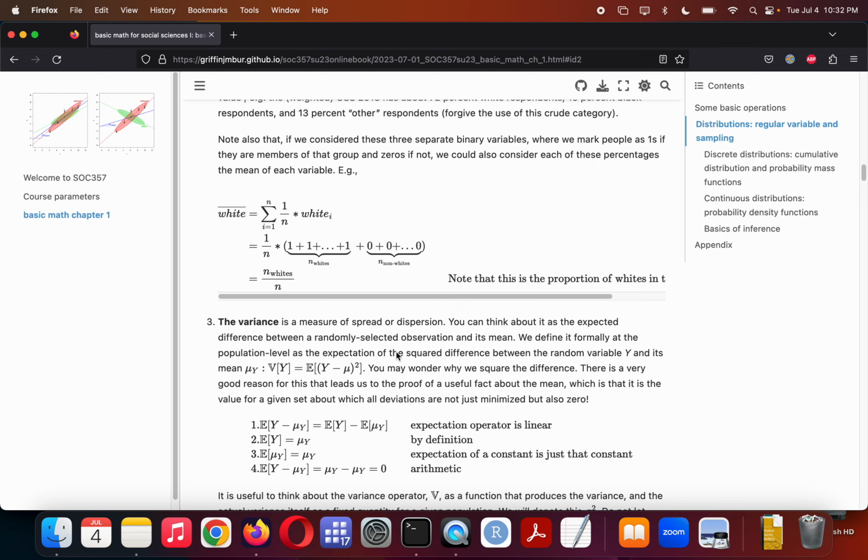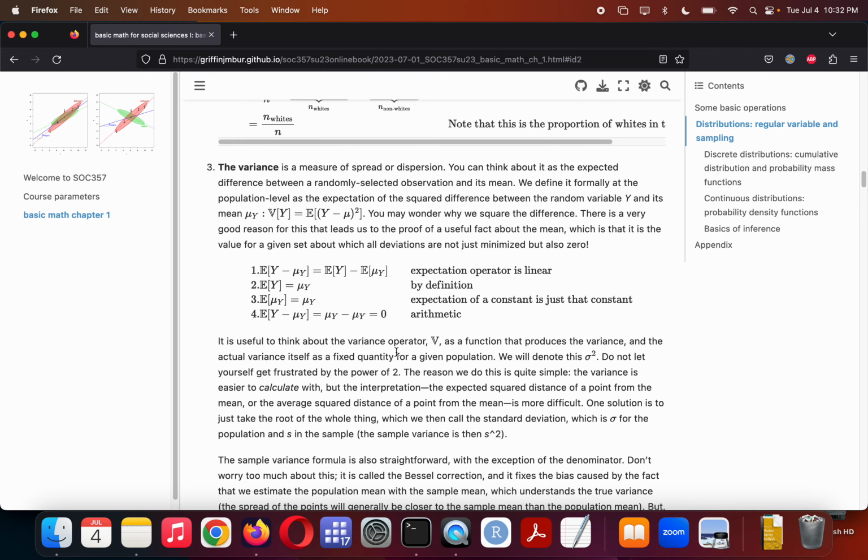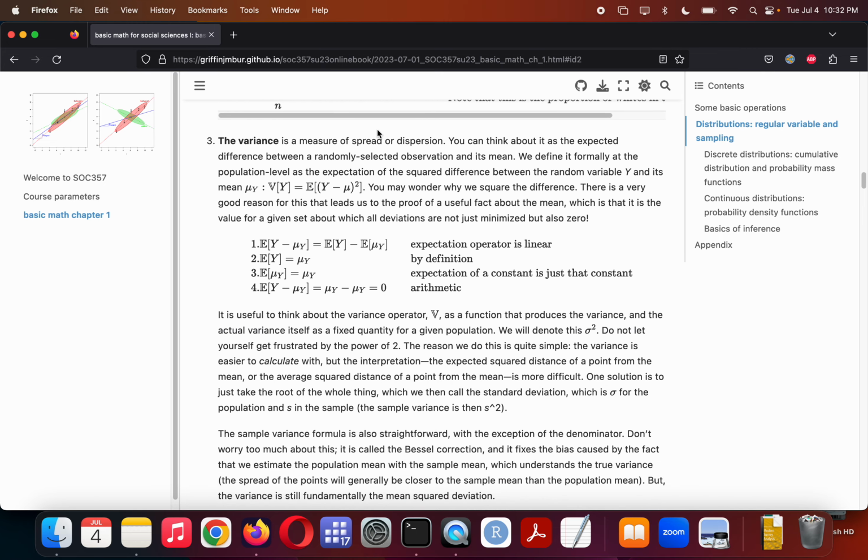Okay, finally, let's discuss the variance, our final basic descriptive statistic here. So the variance is a measure of spread or dispersion. You can think about it as the expected difference between a randomly selected observation and its mean, and we define it formally at the population level as the expectation, or the average, at the population level of the squared difference between the random variable y and its mean, mu y. So it's defined this way. This boldface V is variance. The variance of y is equal to the expectation of (y minus mu) squared, where mu is the population mean.